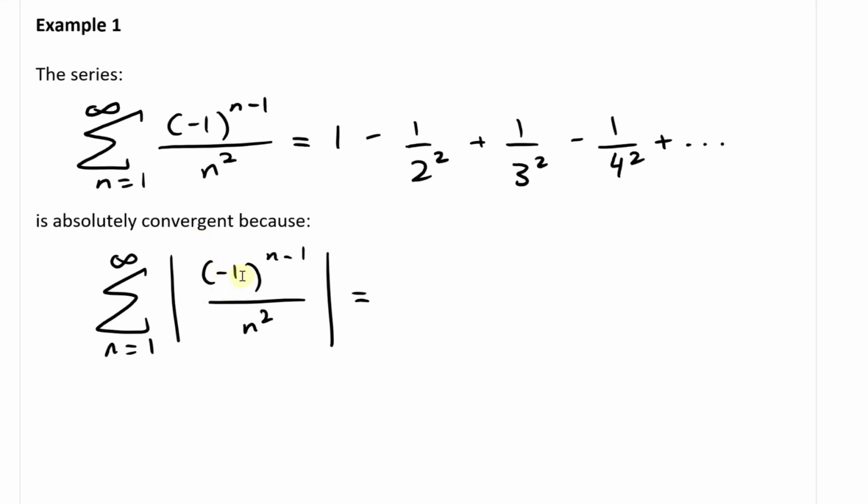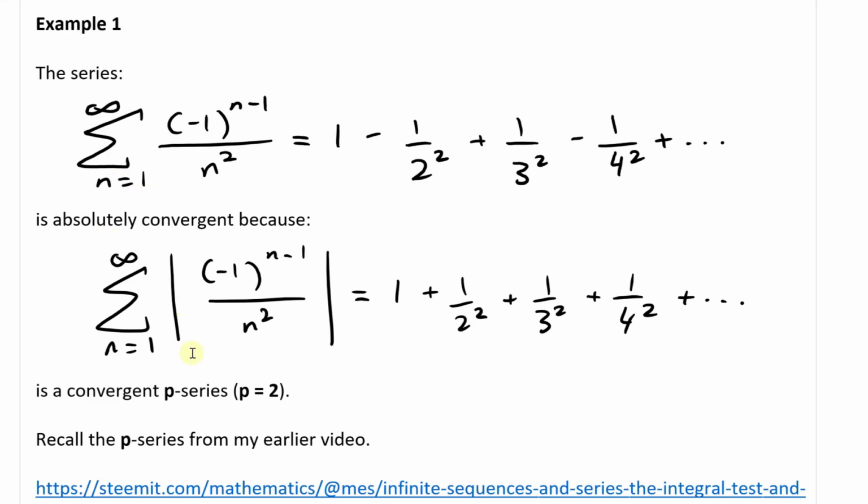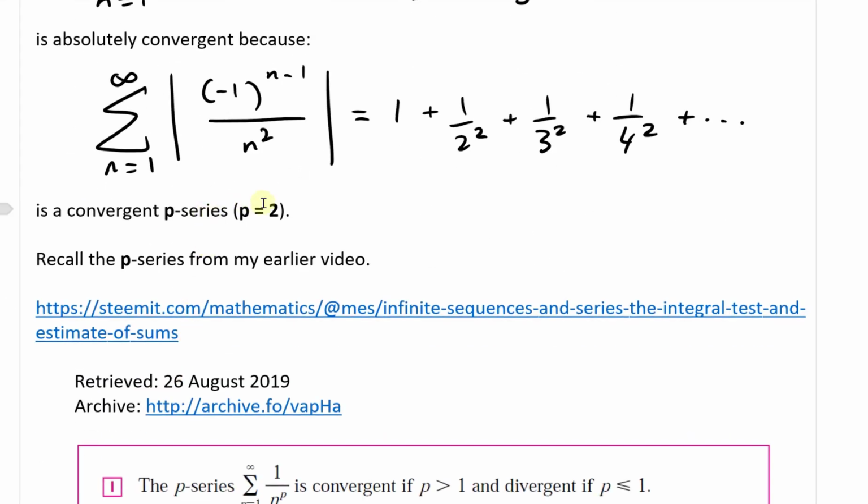The only thing that's going to change is this negative 1, and its absolute value is always going to be positive, so that just equals 1. Everything's just going to be positive. It's going to be 1 plus 1 over 2 squared plus 1 over 3 squared plus 1 over 4 squared plus dot, dot, dot. And recall that this is convergent because it's a p-series with p equals 2.